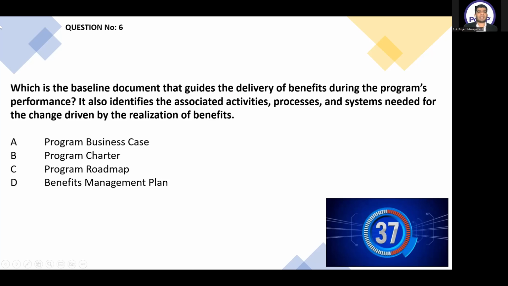So which is the baseline document that guides the delivery of benefits during the program's performance? It also identifies the associated activities, processes, and systems. Business case, no. Charter, no. Roadmap, no. Benefits management plan. So here it is benefits management plan, because the keyword is how we are going to do something. So the correct answer is D in this question.